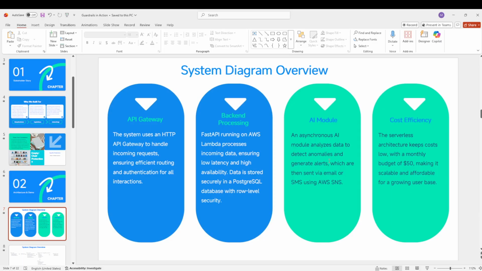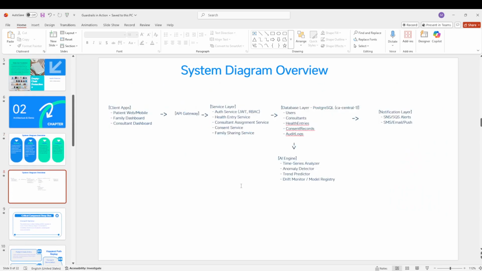So this whole system should run on a serverless architecture, which should hopefully keep the cost at around $50 per month, making it quite scalable and affordable for a growing user base.